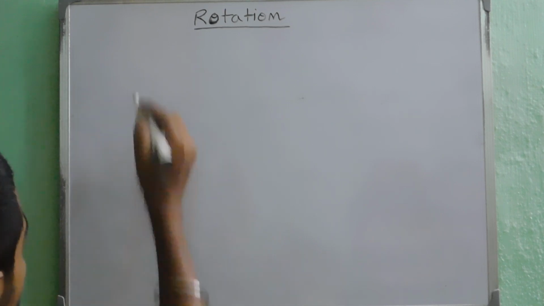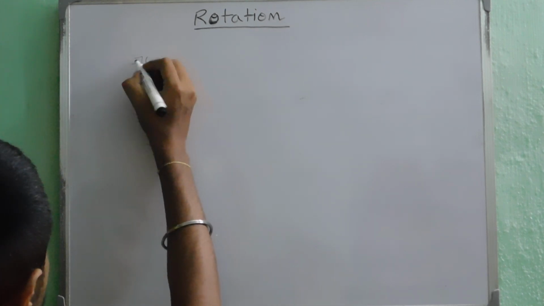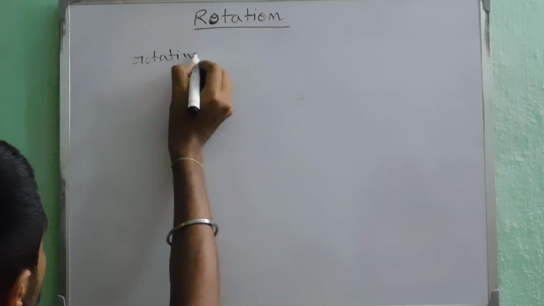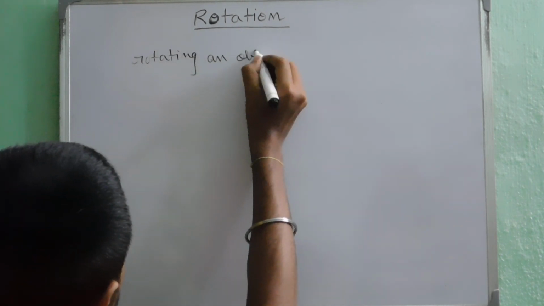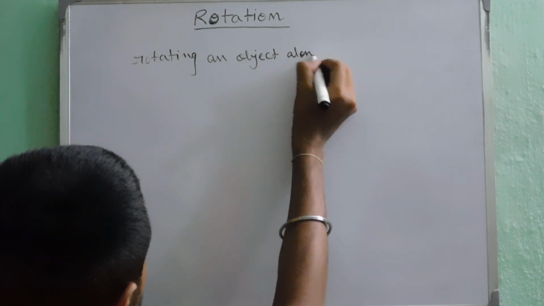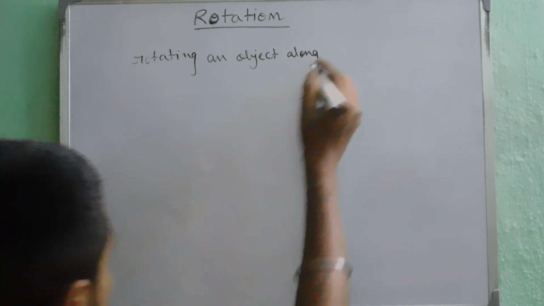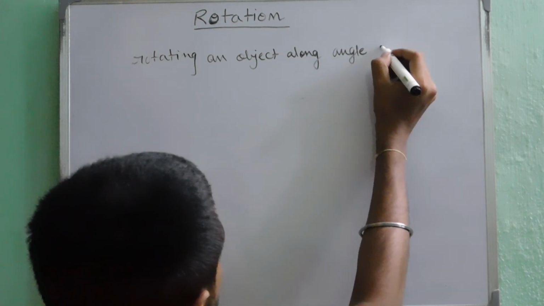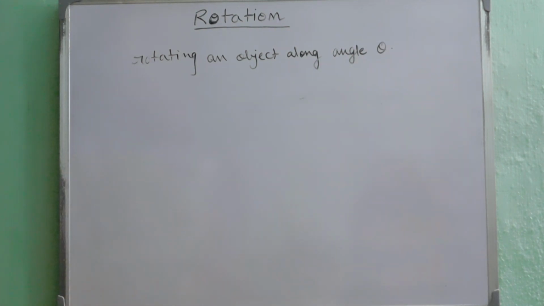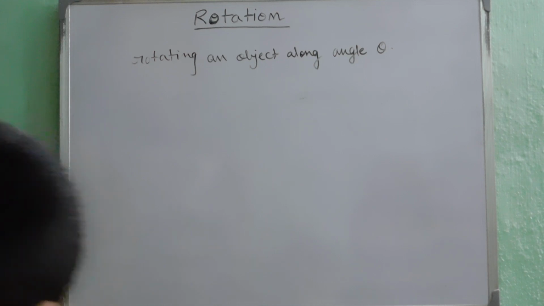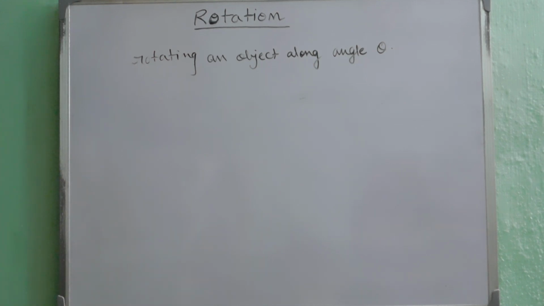Now basically rotation is nothing but rotating an object along angle theta. Okay, so the term rotation means rotating an object along angle theta. Now there can be two types of rotation. One is clockwise, another one is anti-clockwise.